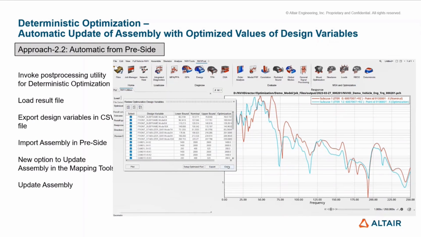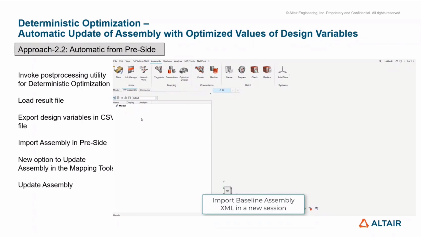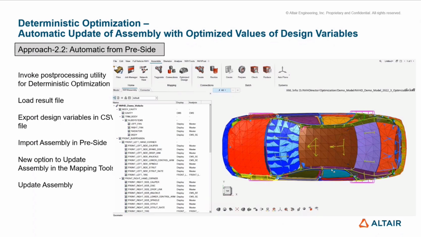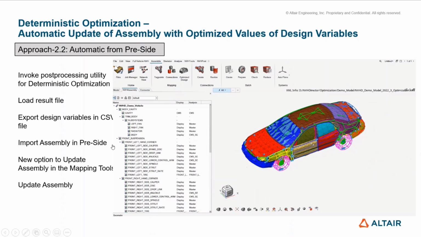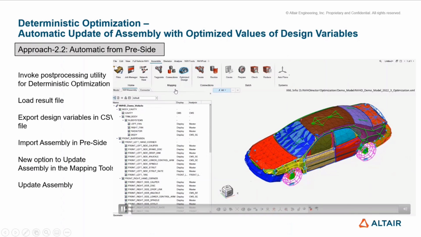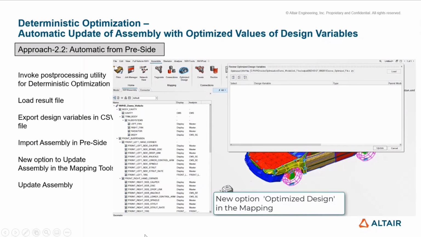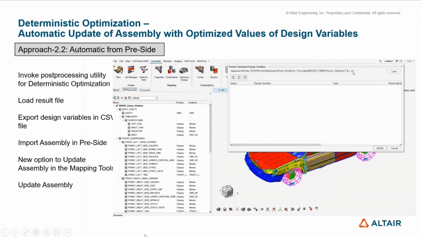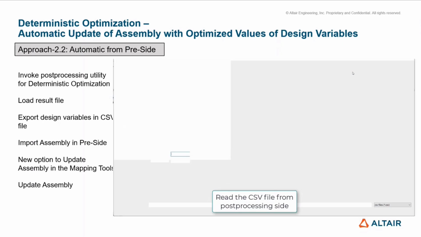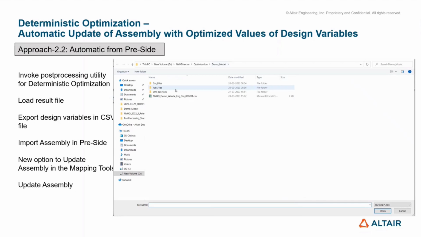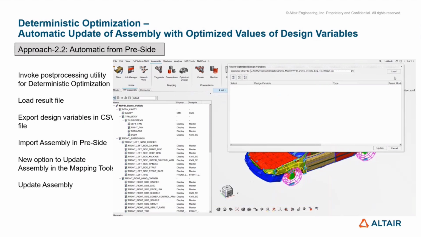So let's say the user has exported it, and that's it. If he comes back tomorrow, he just loads the baseline XML file on the pre-processing side. And now in the mapping tools, we have introduced a new option called optimized design. Once the user clicks here, he can read in the CSV file which was exported from the post-processing side. And once he reads it, all the design variables are listed here.